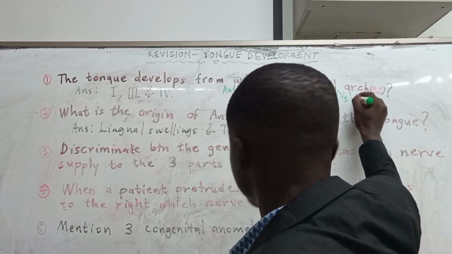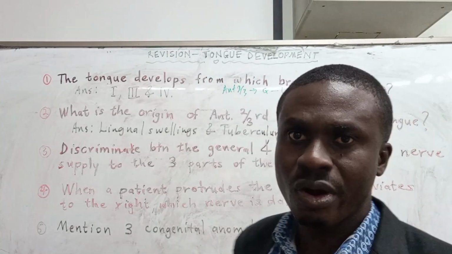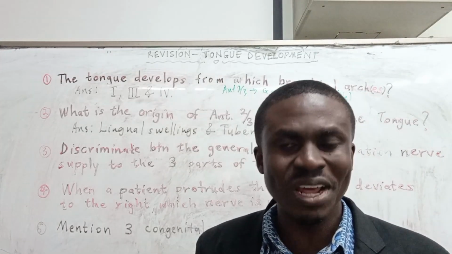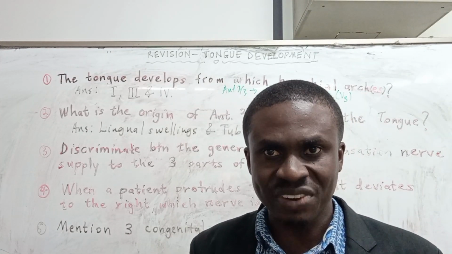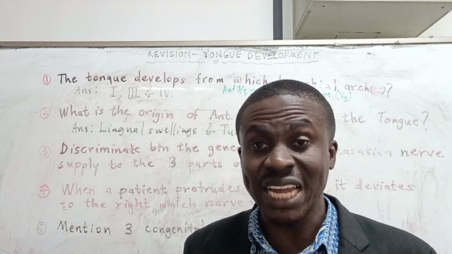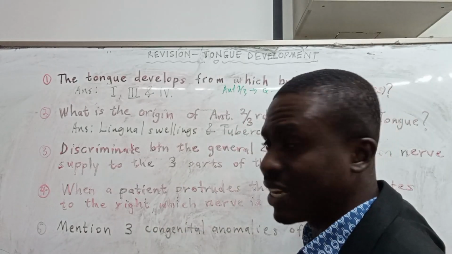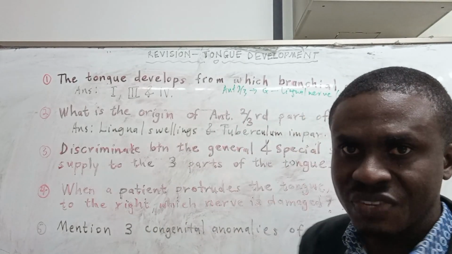A lingual nerve is coming from the posterior division of the mandibular nerve, and the mandibular nerve is one of the three divisions, the third division of the trigeminal nerve, the fifth cranial nerve. That's why we write V3, okay? V3, lingual nerve.